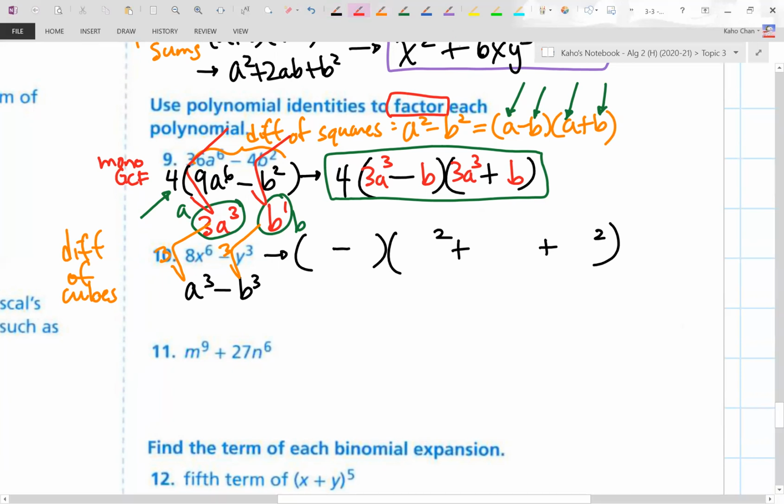All right. We got to figure out what the heck a is. A, when you take the cube root of 8x to the 6th, is 2x squared. Okay? Because 2 times 2 times 2 is 8. X squared times x squared times x squared is x to the 6th. B is just simply y. Okay? B is y. Put those in there and you're done.